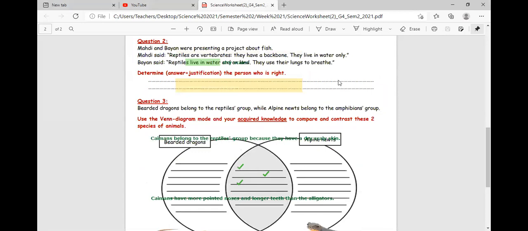Okay, question number 2. Mahdi and Bayan were presenting a project about reptiles. Mahdi said, reptiles are vertebrates. They have a backbone. They live in water only. Bayan said, reptiles live in water and on land. They use their lungs to breathe. This question is for all of you. Who is right, Mahdi or Bayan?